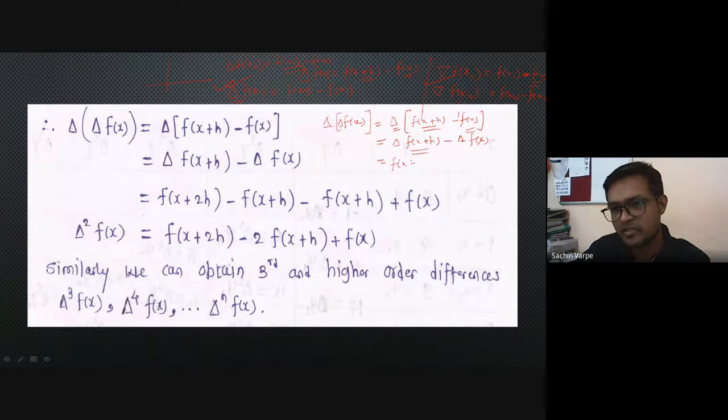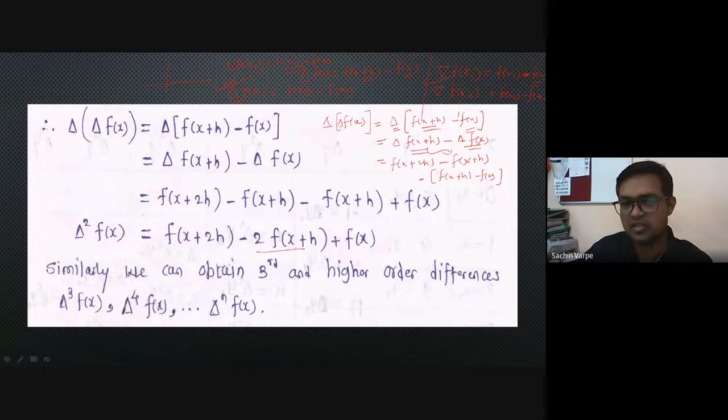So f of x plus 2h minus f of x plus h, ये हो गया इसके लिए. And now what about this? Minus, इसका तो है already हमारे पास f of x plus h minus f of x. So when we simplify, this minus and minus will be 2 times f of x plus h. You can see here plus f of x, because this minus and this minus will be plus.